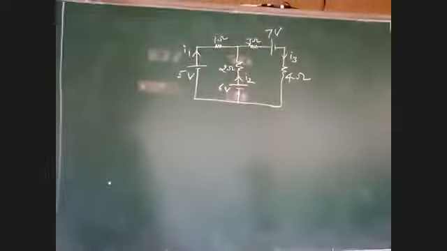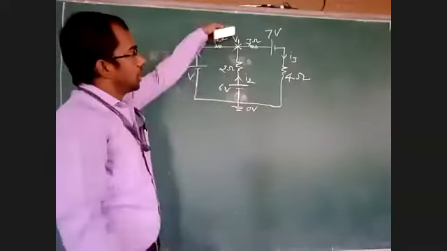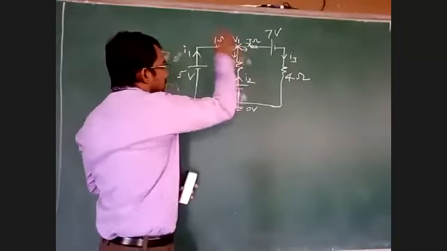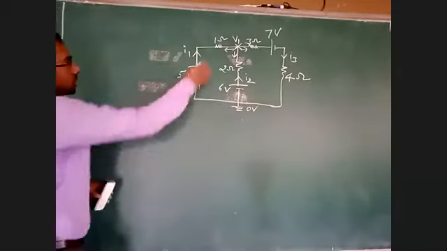How many nodes are there? One, sir. Okay. For determining this node voltage V1, I am assuming all the currents are leaving from the node point. This is the assumption. Now I'll write the nodal equation.